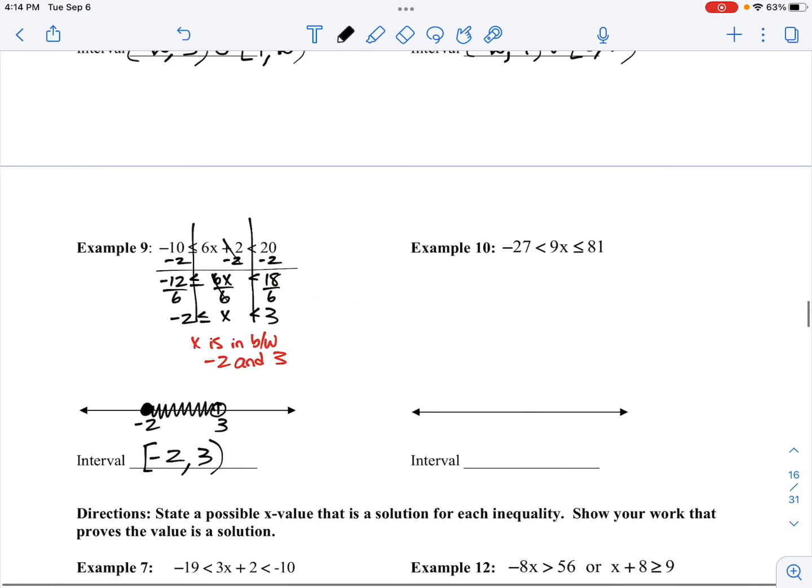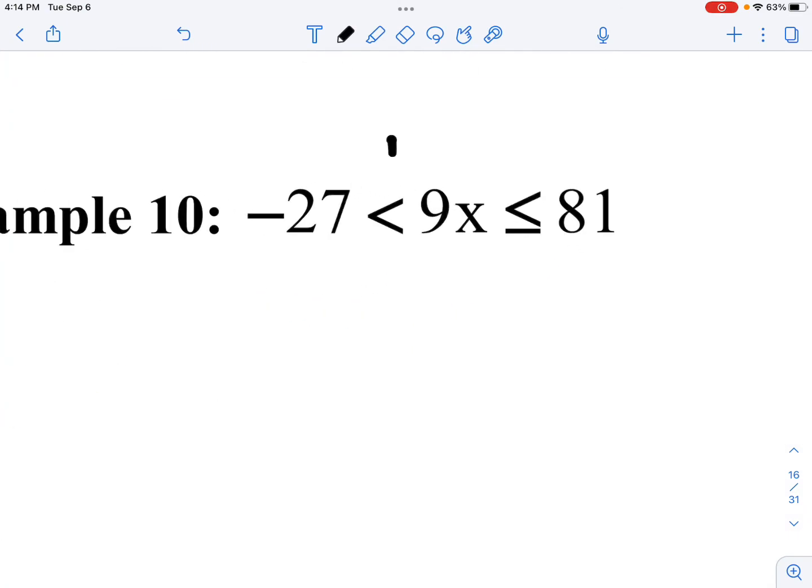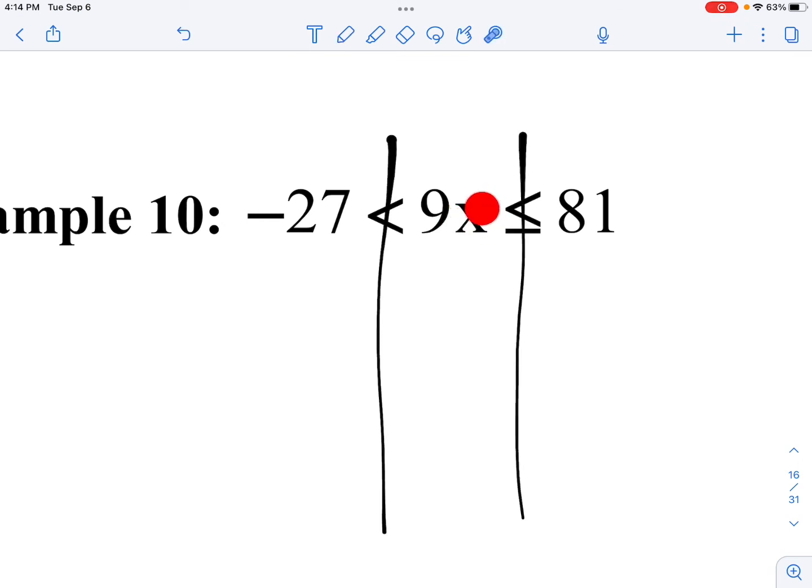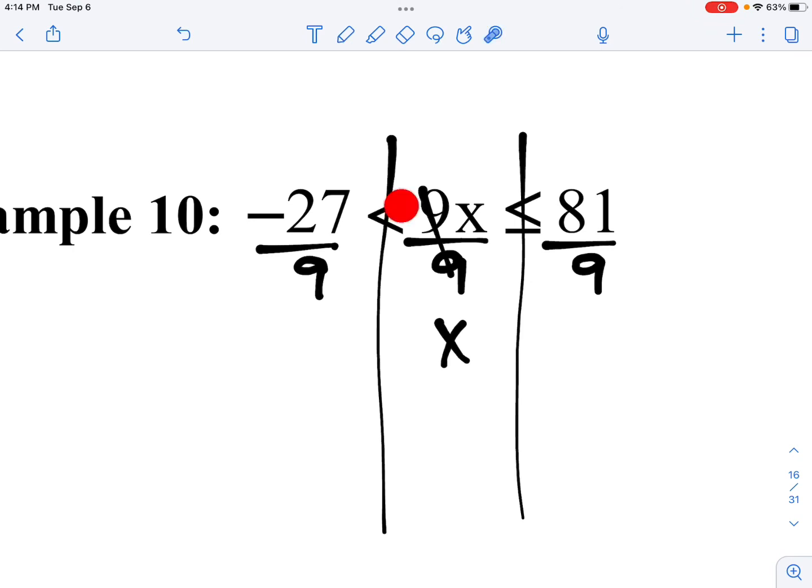Let me do one more for you guys. This one seems pretty simple as well. I think only thing I have to do, I'm just trying to get x by itself, and I do have two different inequalities here all smushed together. This is called a compound inequality. And what I'm going to do to get x by itself is divide by 9 everywhere. And that's a +9, so there's no flipping happening. This sign stays the same, and this sign stays the same, so just recopy it. -27 divided by 9 is -3, and 81 divided by 9 is 9.